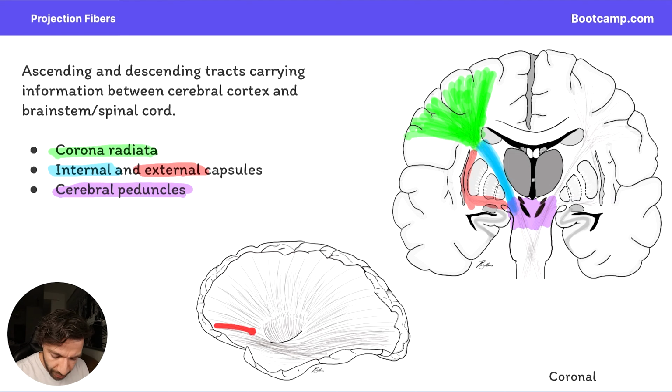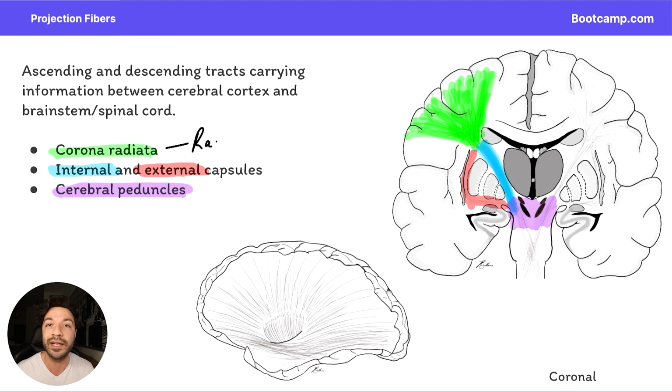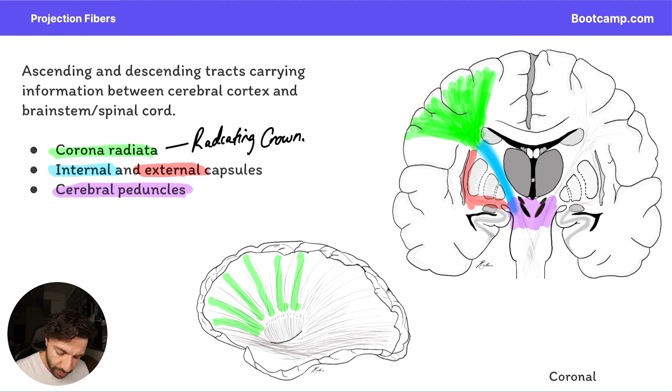So you can see this structure. It's kind of radiating out to all areas of the brain. And the corona radiata is like the radiating crown. And you can see why in this image. Going to be all these radiating fibers, and it forms sort of a crown, which is going to be extending to all those cerebral areas.